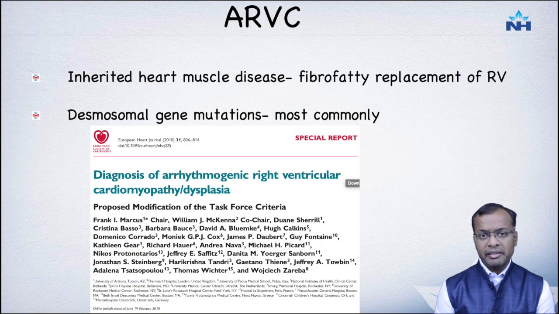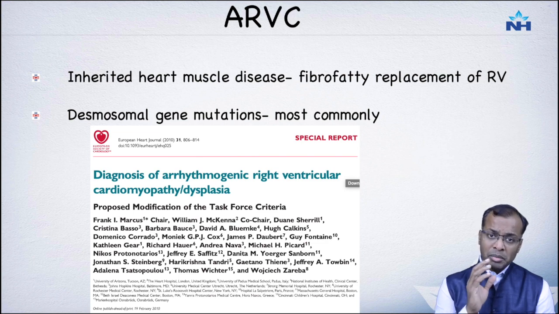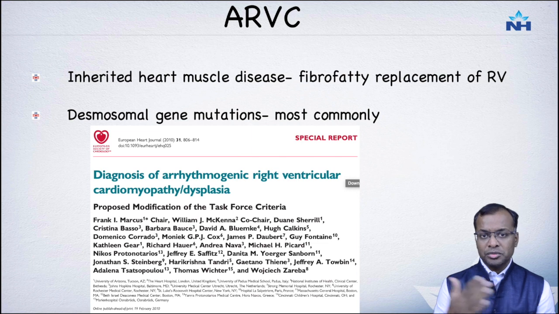ARVC is an inherited genetic disorder which is primarily related to desmosomal genetic activity, whereby there is fibrofatty replacement of the myocardium, especially in the right ventricle. So the myocardium in the RV gets replaced by fibrofatty tissue, which tends to act as a focus for arrhythmia, leading to multiple complications in patients.